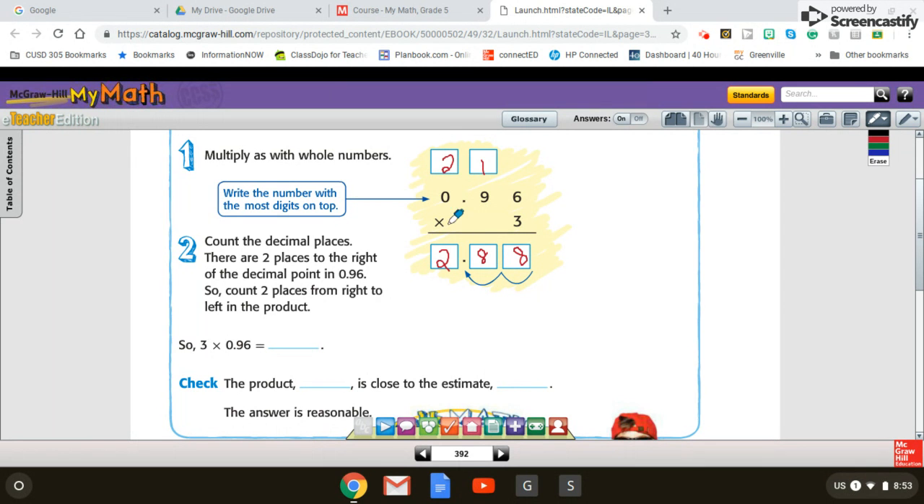Now we count the number of places. There's 2 places after this point in the problem, so our answer has to have 2 places after it. So we're going to start over here, count over 1, 2, and we place our decimal point. So 3 times 9600ths is 2 and 8800ths. Okay, the product 2 and 8800ths is close to our estimate of 3, so the answer is reasonable.